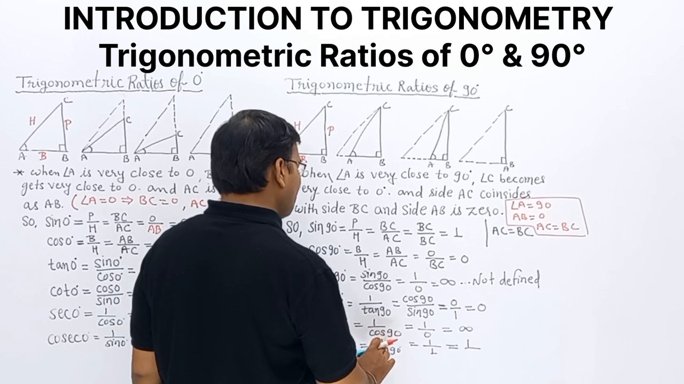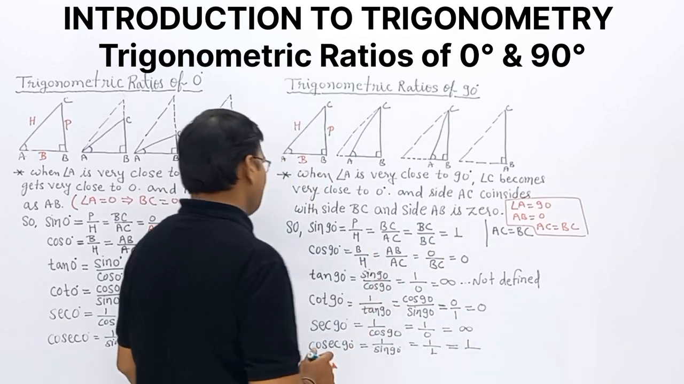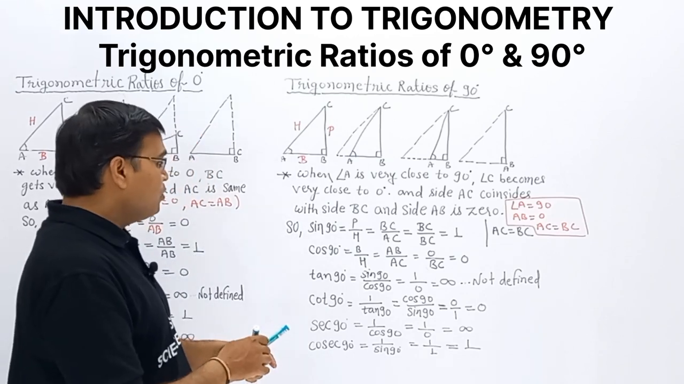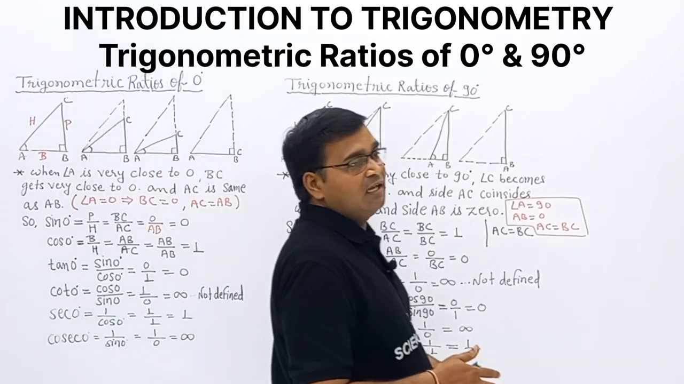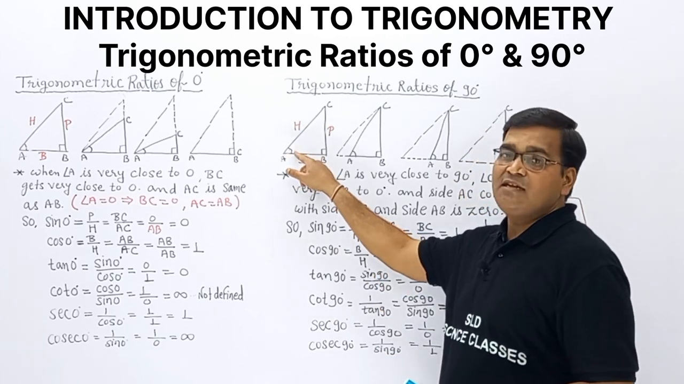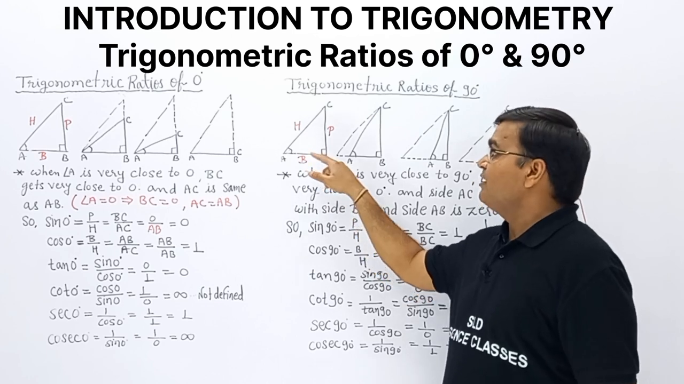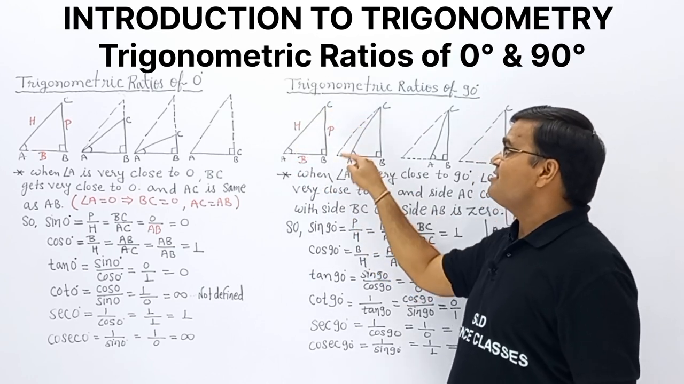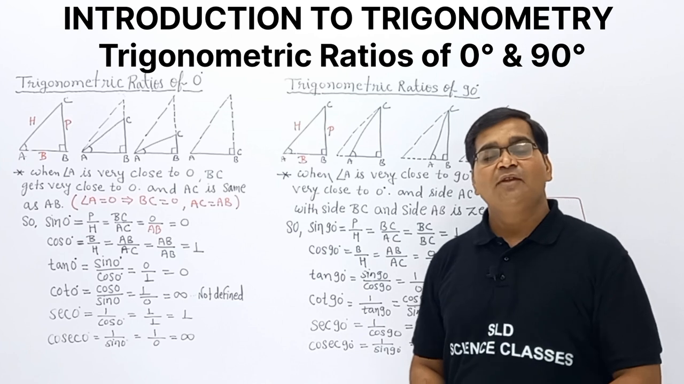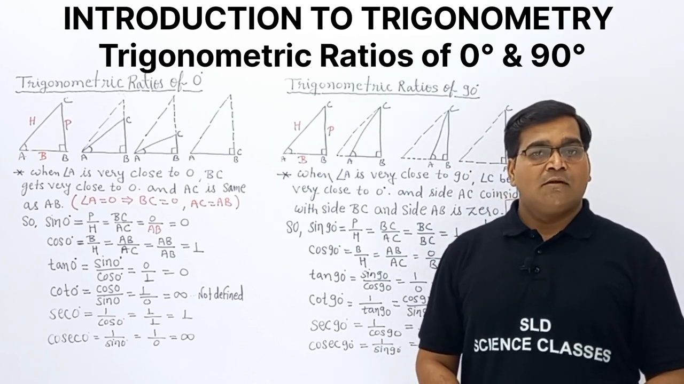Cosec 90 will be what? 1 upon sin 90. Sin 90 is 1. 1 upon 1 will be 1. So we are getting all the trigonometry ratios of 90 degree. And how are we getting them? Once acute angle A is 90. How is it possible? Once AB, this base, is 0 and this hypotenuse coincides with BC, then we are getting 90 degree. So that's all about this class.